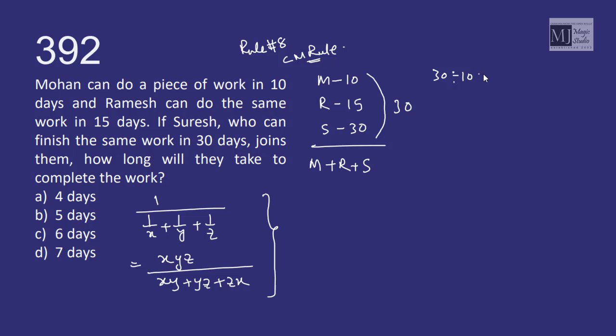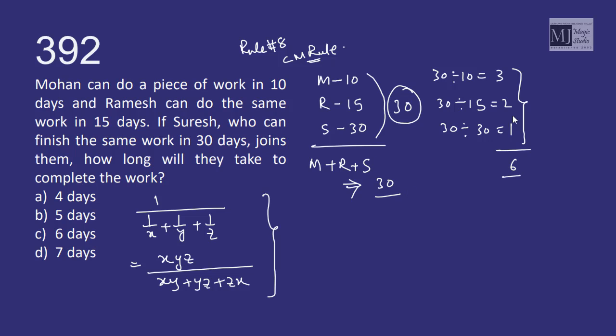30 by 10. You won't be writing this when you would be solving. I'm just writing so that you can learn these things first slowly and then practice, which will enhance your speed. 30 divided by 10 is 3. Then 30 divided by 15 is 2. 30 divided by 30 is 1. Since we need to add these 3, 3 plus 2 plus 1 is 6. Total time taken by these 3 people working together is 30 divided by whatever you get here, 6. That is 5 days.